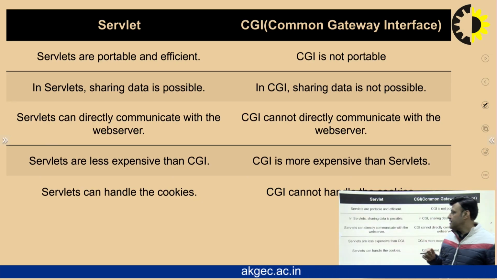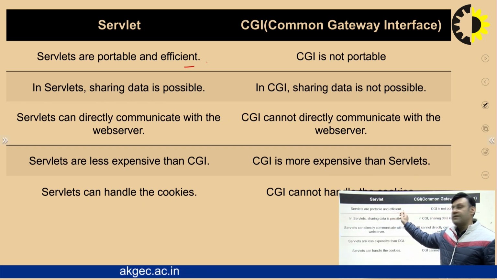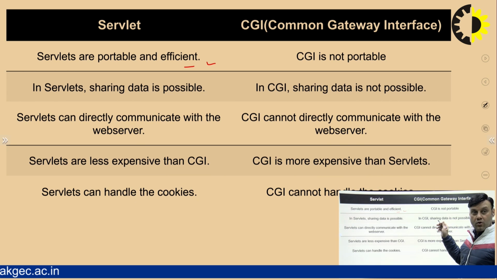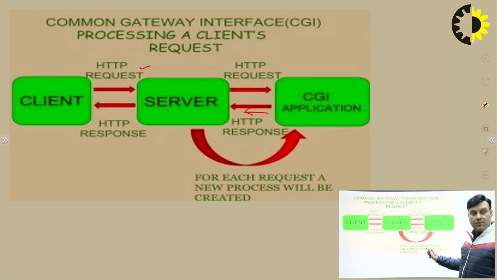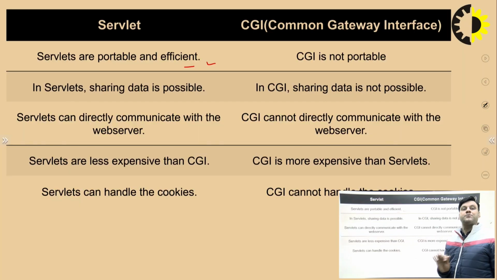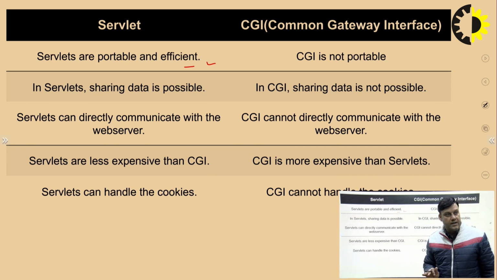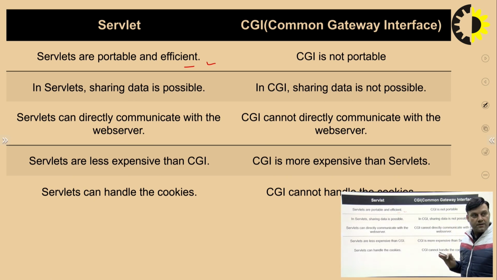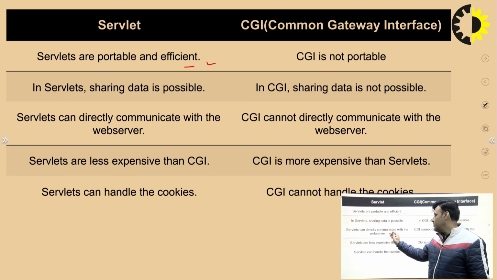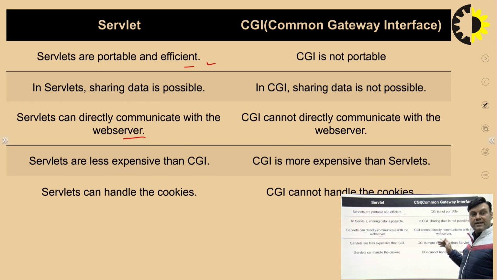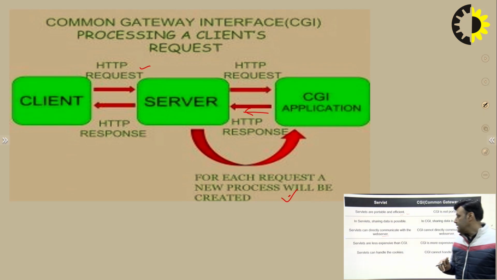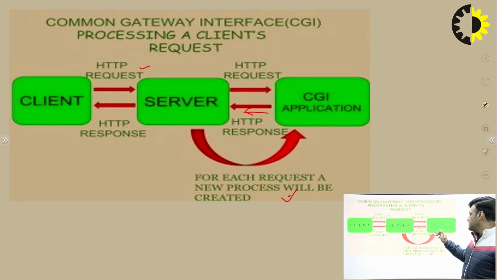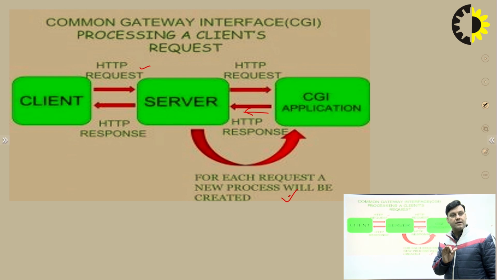Servlets are portable and efficient, which we have already discussed. CGI is not portable, because for each request a new server process will be created. So we can't say that CGI is portable. In servlet, sharing data is possible, but in CGI, sharing data is not possible. Servlets can directly communicate with the web server, but CGI cannot communicate directly with the web server. There is some CGI application there, but in servlet there is a simple Java program.